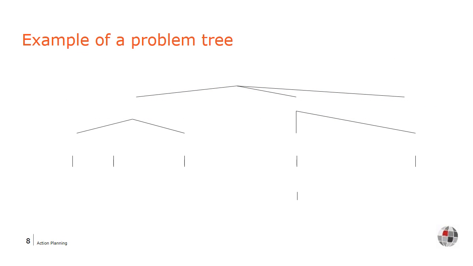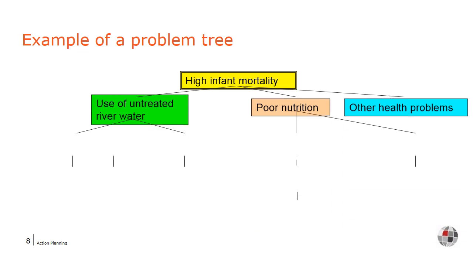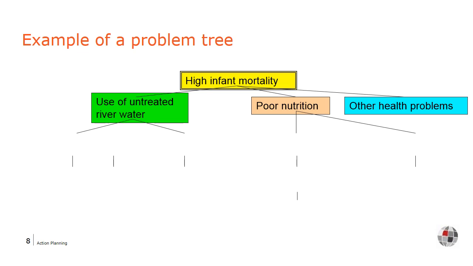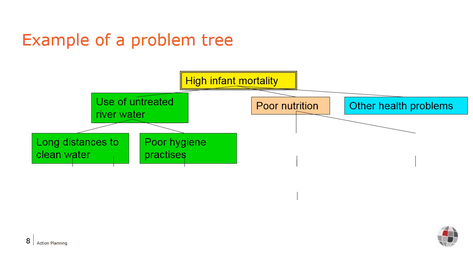Here is an example of a problem tree. The chosen starter problem is high infant mortality. By asking the question, why do we have a high infant mortality rate? a number of causes are stated. Each time a cause is identified, you repeat the same question. How come we have this problem? And thus the analysis can continue downwards.